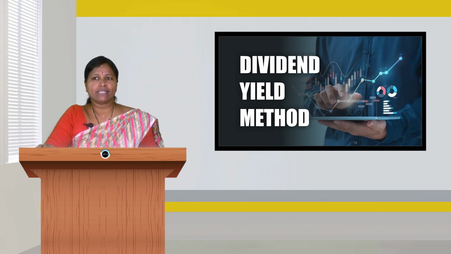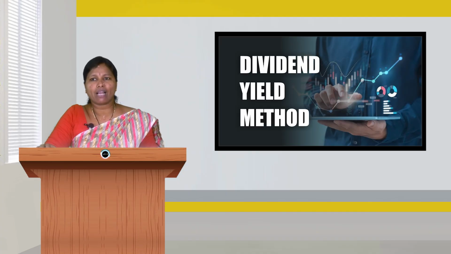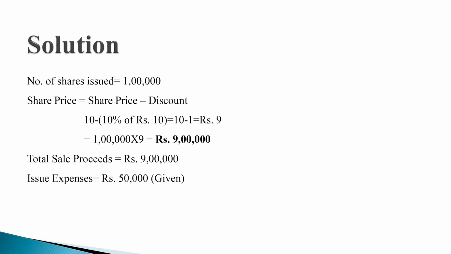Now we want the P. See the problem, here they are not given the P value directly. What we should do? We have to calculate the P value by using this particular formula. What is the formula? Net sale proceeds per share, or P, is equal to total sale proceeds minus issue expenses divided by number of shares issued. Now how to calculate this total sale proceeds? Total sale proceeds is equal to number of shares issued into share price. So in this particular problem, number of shares issued, that is 1 lakh, they are given in the problem.